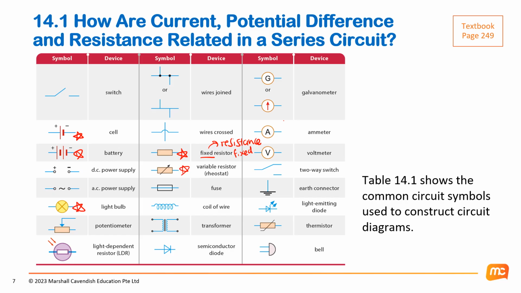On the other hand, you also have a variable resistor, right? That you can change the resistance readily. And another one that perhaps will be more important now will be the ammeter and voltmeter.